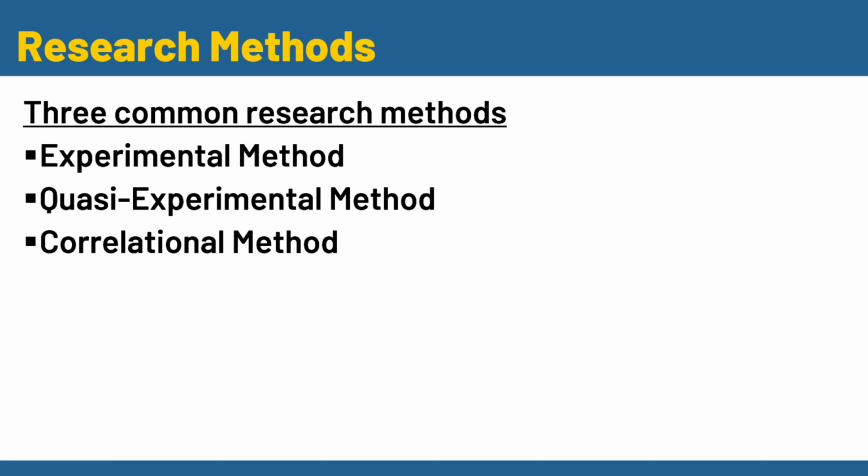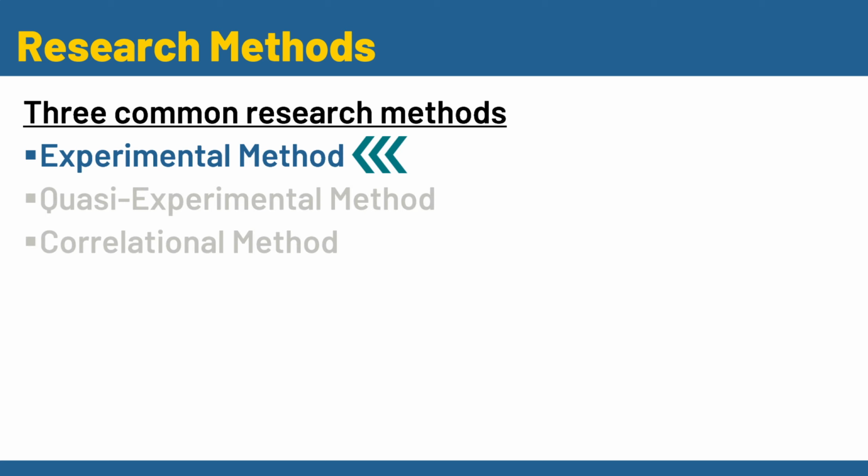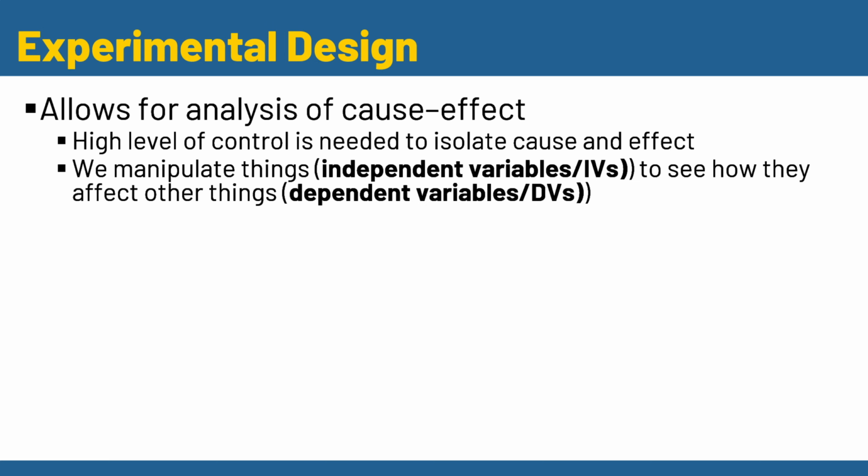In terms of research methods, three common research methods: experiments, quasi-experiments, and correlations. Correlations we've kind of already covered. But starting with experiments, in experimental design, one benefit is that it lets us assess cause and effect. We need a high level of control to isolate cause and effect, especially when it comes to human beings. Like if I'm trying to measure the effect of sleep quantity on, I don't know, cognitive awareness or performance or something like that, or driving ability.